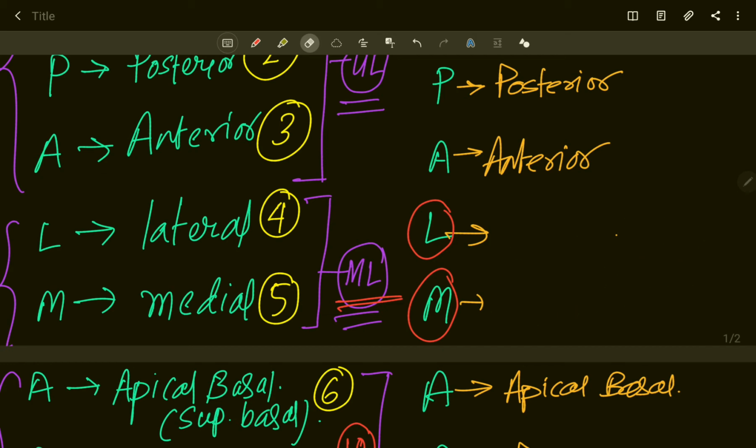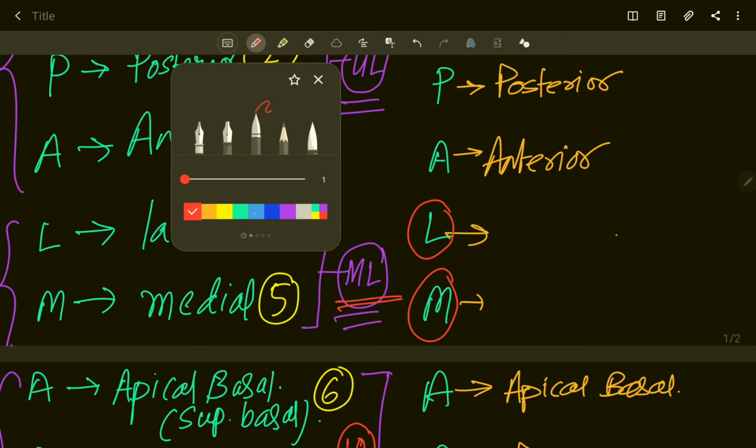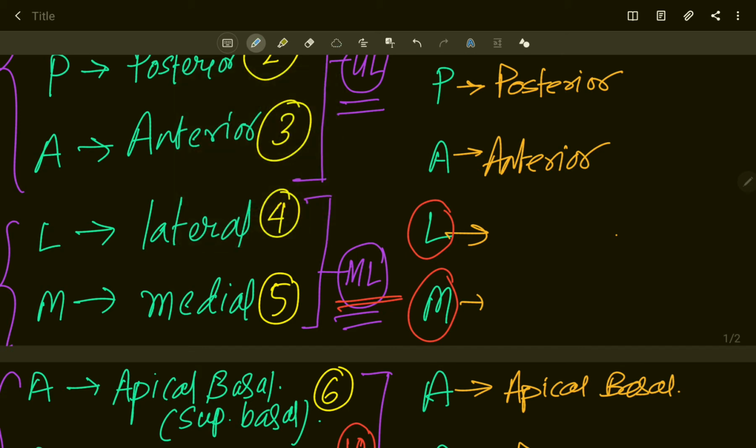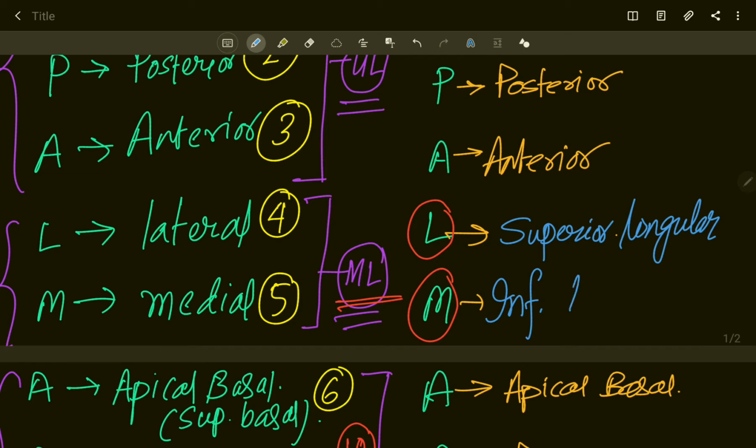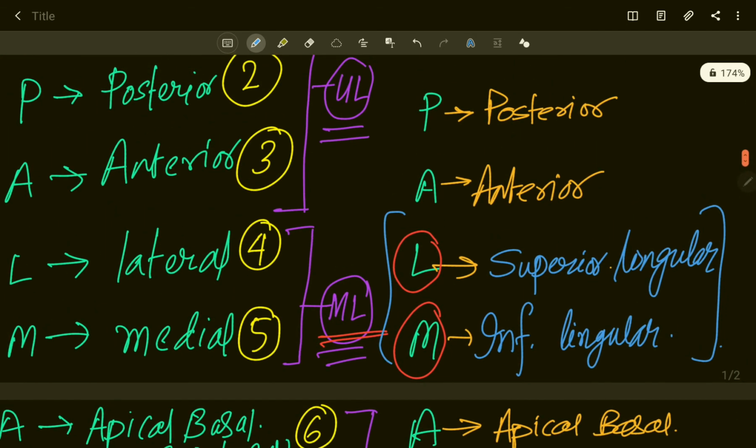And I am filling this gap with superior lingular and inferior lingular. Okay, I am filling this gap with superior lingular and inferior lingular. These two correspond to the middle lobe of the left lung, the diminished middle lobe.